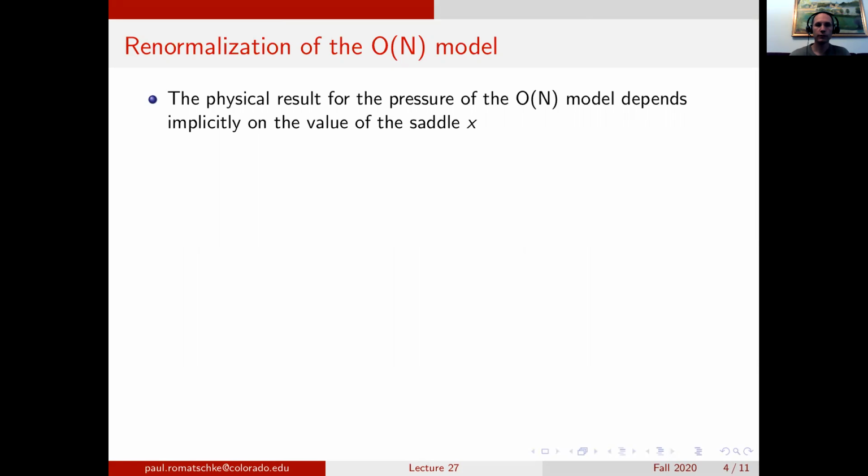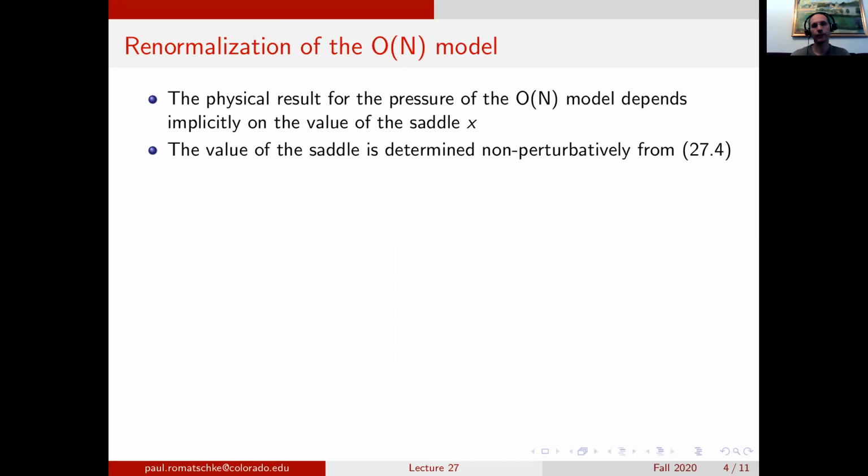The physical result for the pressure of the O(N) model depends on the value of the saddle x. The saddle x is a non-perturbative solution from the equation that I just showed on the previous slide, and as such, it's not really possible to get anywhere if we try to expand in perturbation theory because we want to have a non-perturbative result.